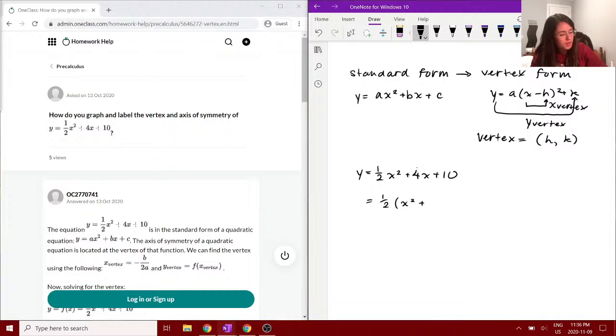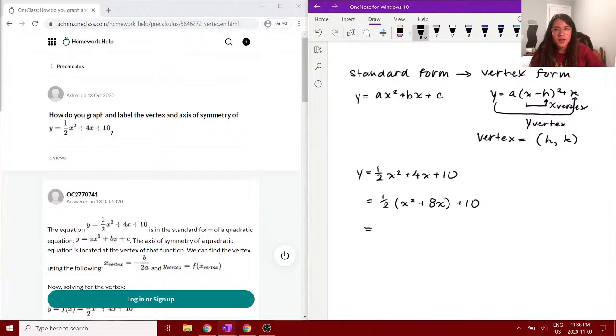So removing 1/2 from 4 is the same thing as 4 divided by 1/2, and dividing by a fraction is the same as multiplying by the reciprocal, so that's the same as saying 4 times 2, and that would give you 8x. So that's when you factor out the 1/2 from this bracket that we're creating, and then just leave the 10 term outside of the bracket.